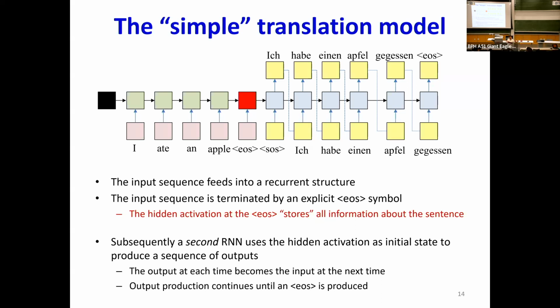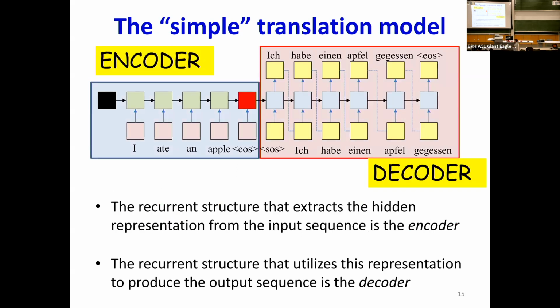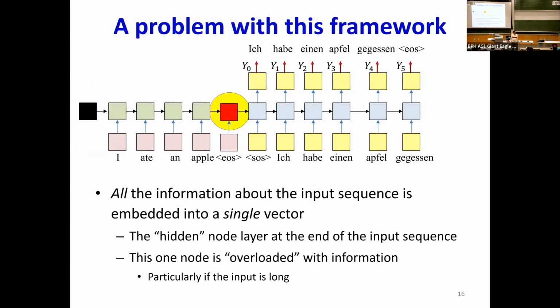So in all of this, what is the critical component of this entire model that carries information from the input to the output? The little red box, right? So we had the encoder, which was a recurrent structure that extracts the hidden representation. And then you had a recurrent structure that utilizes the final hidden state right there to generate the output. And the problem here was that all of the information about the input sequence is now being thrust into that one little vector over there. And so this one vector is going to be overloaded with information.